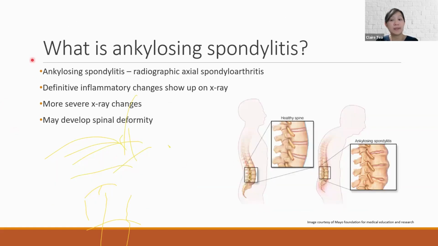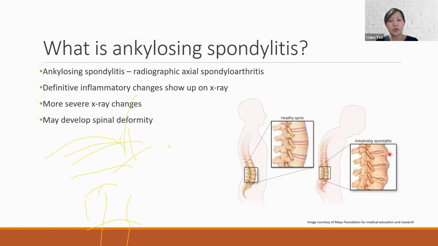In ankylosing spondylitis, the sacroiliac joints can be seen to be clearly affected on the X-rays, and there are very definite inflammatory changes, which are much more severe than that seen in non-radiographic axial spondyloarthritis. Some people with ankylosing spondylitis may eventually develop spinal deformity. This may occur as the ankylosing spondylitis, AS, worsens and there's persistent inflammation at the enthesial sites in the spine, following which new bone actually forms as part of the body's attempt to heal.